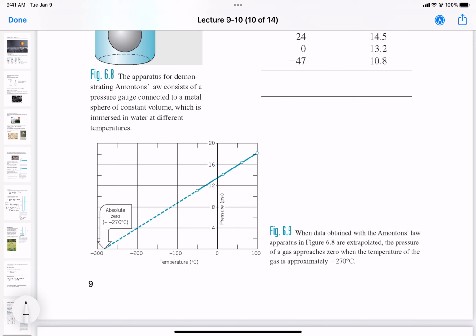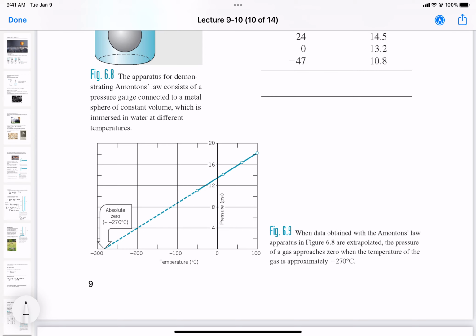So this is how we extrapolate absolute zero. Absolute zero is when the pressure of a gas approaches zero, and that's approximately negative 270 degrees Celsius. That's where no kinetic energy of a gas is present, and that's the lowest temperature we can achieve, because if there's no kinetic energy, there is no temperature, right?